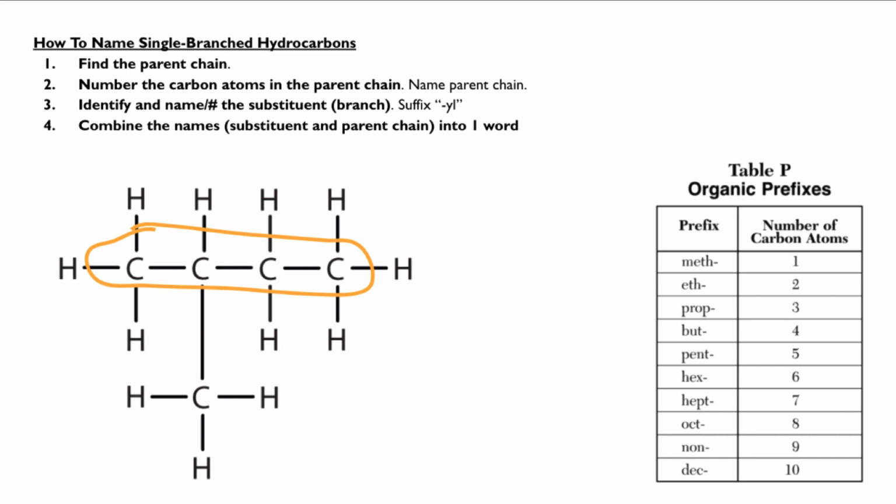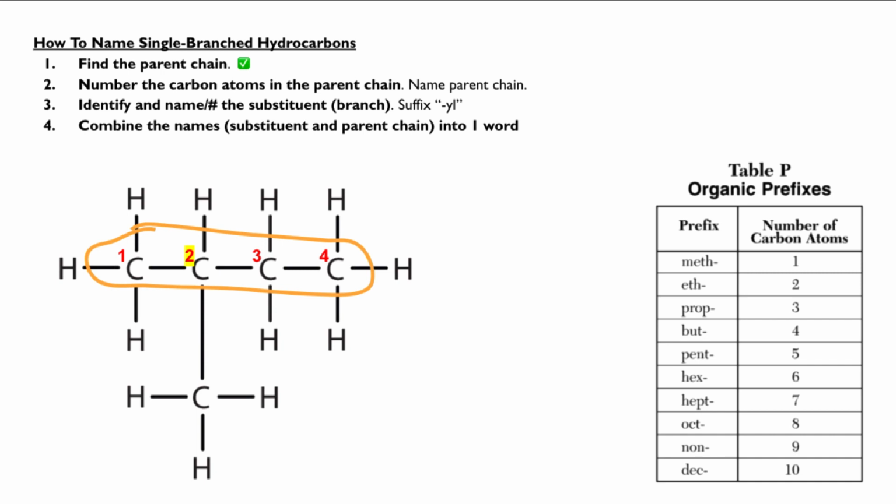The next step is to number the carbon atoms in the parent chain. Now there are two ways that I could do this. I could number them left to right, 1, 2, 3, 4, or I could number them right to left, 1, 2, 3, 4. But remember, I want to have the branch, which is that extra carbon down at the bottom, coming out of my lowest possible numbered carbon. So I'm going to use the numbering system where I started with number 1 at the left and went across to the right, because I want that branched carbon to be on the lowest number possible.